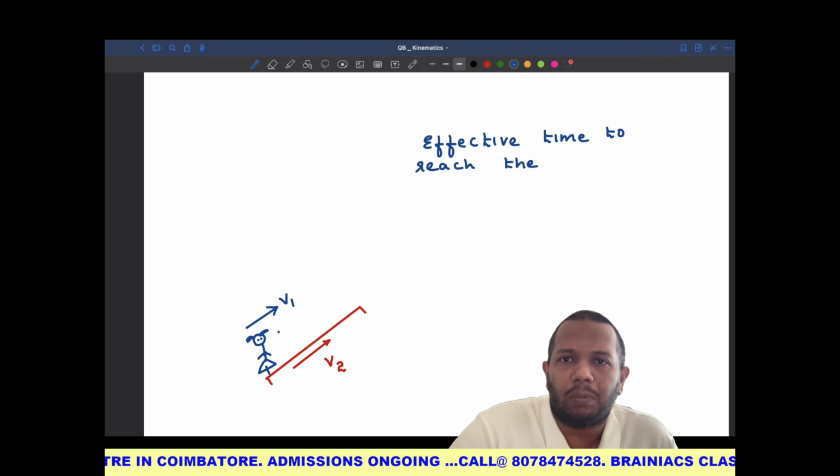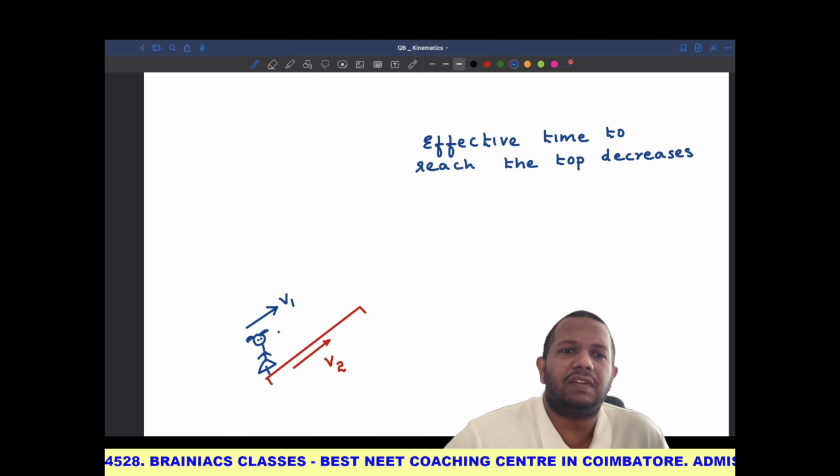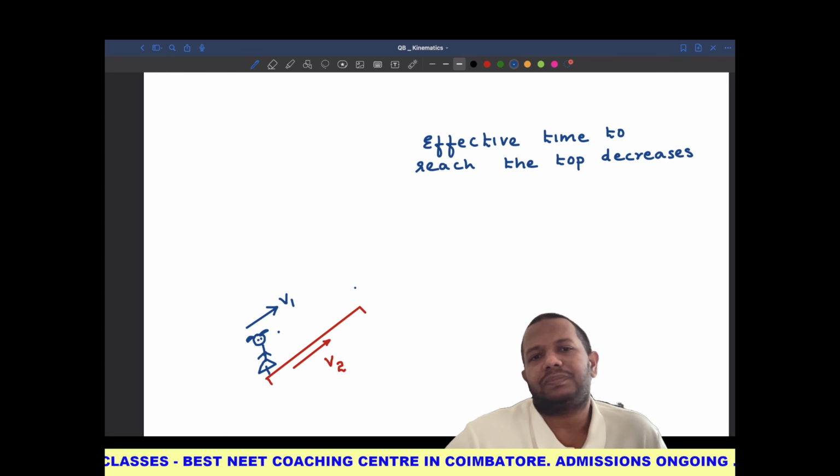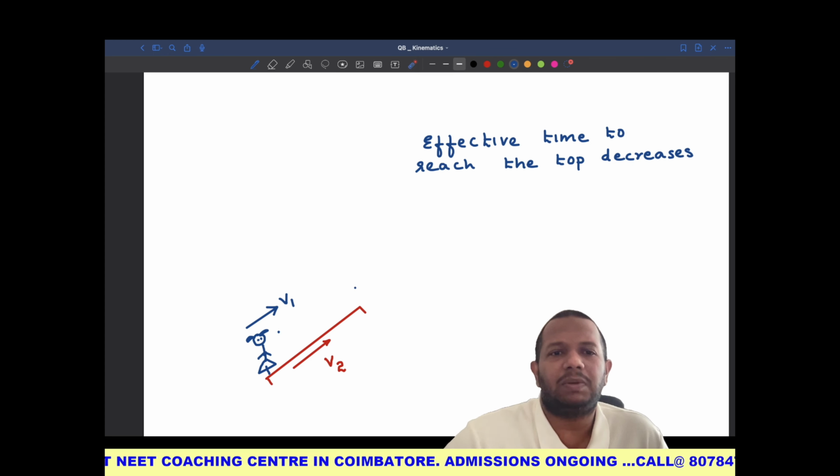We know that it will decrease. Why? Because since both are moving, we can say that she will reach the top very fast. Correct? So it will be very fast for her because she is also walking here, and the escalator is also moving up in the same direction very fast.